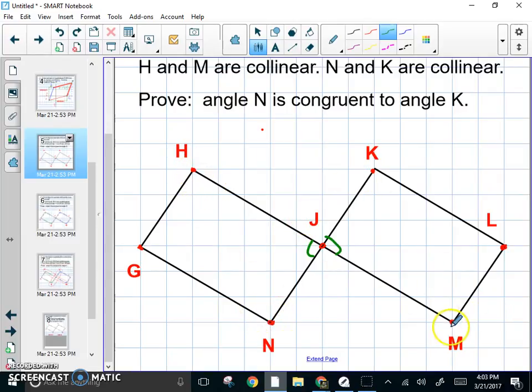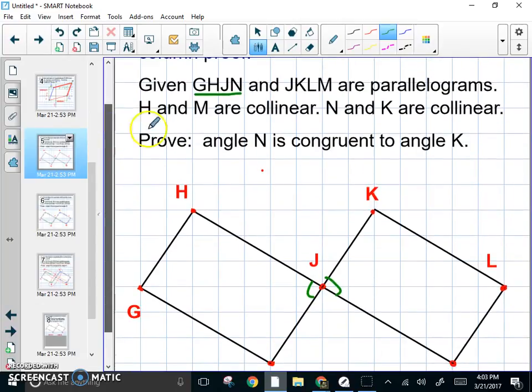And since H and M are on a line and K and N are on a line, we know that these angles are vertical angles, which will be useful in solving this problem. They want us to prove that angle N, which is this one, and angle K are congruent.